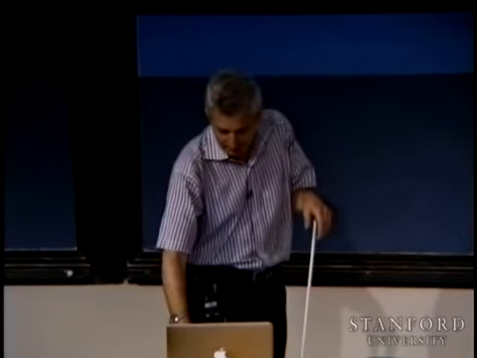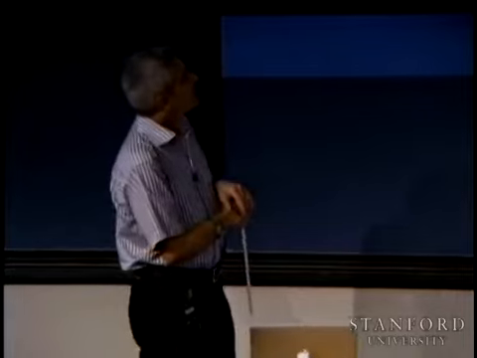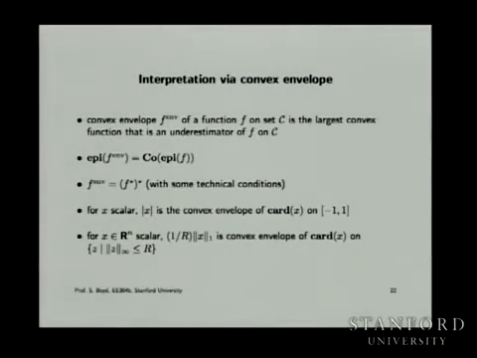Okay. Now, we can also interpret this in terms of the convex envelope. Let me explain what that is. If you have a function f on a set C, and we'll assume C is a convex set, and this function is not convex, the envelope of it is the largest convex function that is an underestimator of f on C.